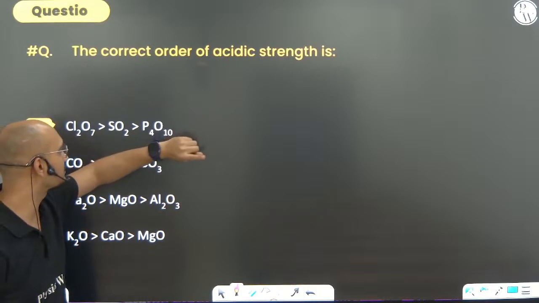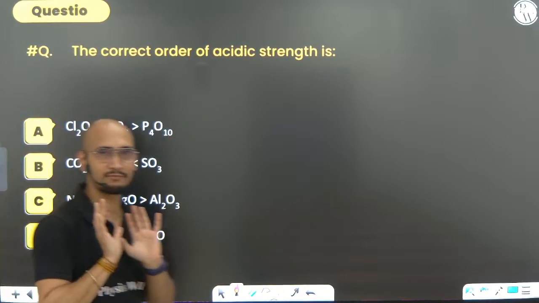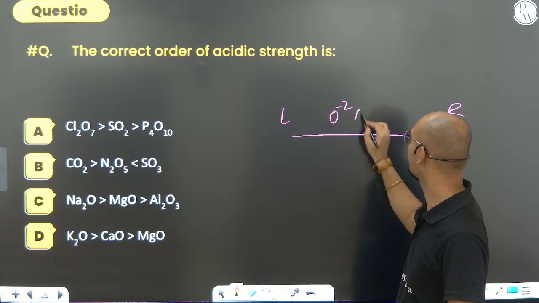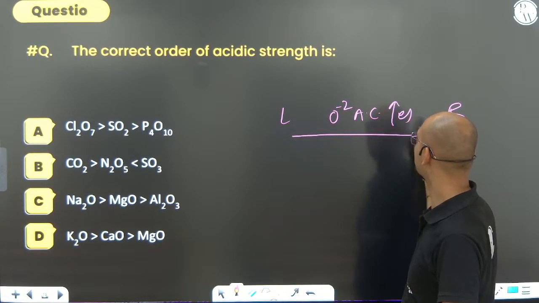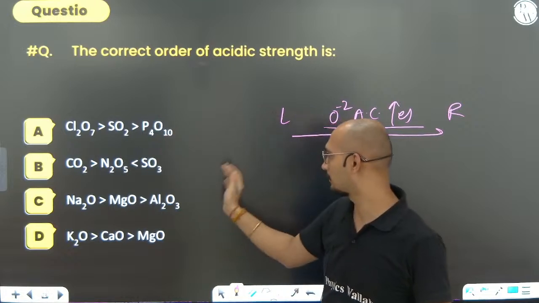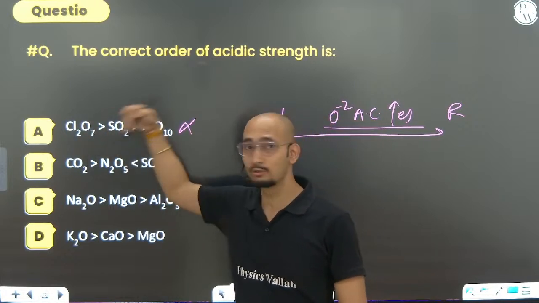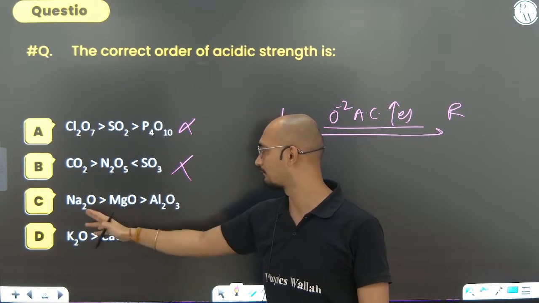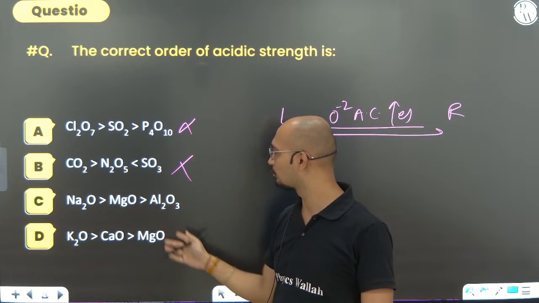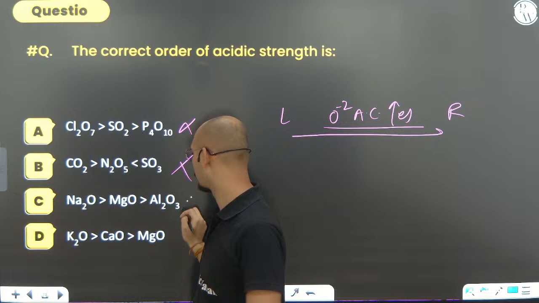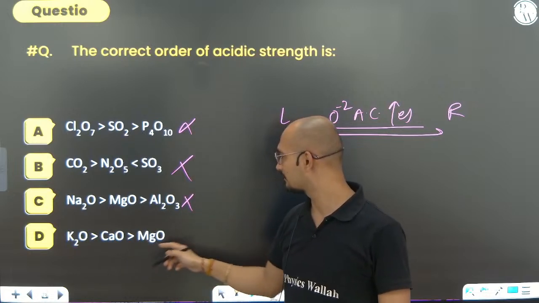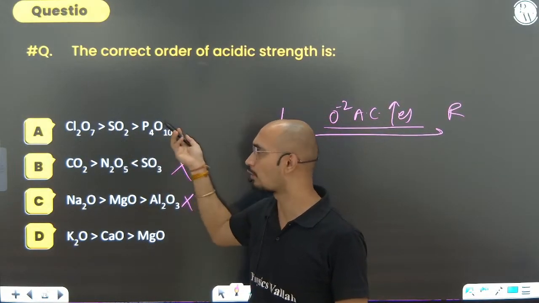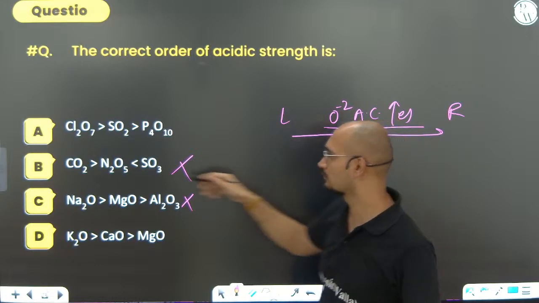The correct order of acidic strength is: as we go from left to right, the oxide's acidic character increases. Here phosphorus, sulfur: no, it is wrong, because Cl2O7 should be maximum. CO2, N2O5, NO: no, wrong, because CO2 cannot be more than N2O5. Na2O more than MgO: that is basic strength, not acidic strength. Since it is asking for the correct one, Cl2O7 is more than SO3, of course. So option A is the only correct option.